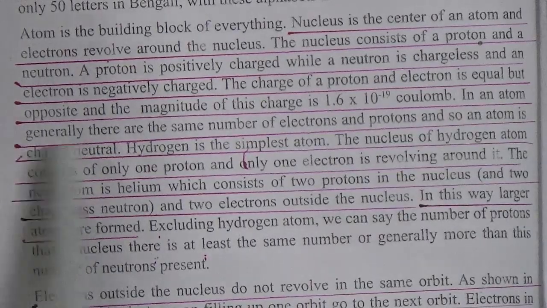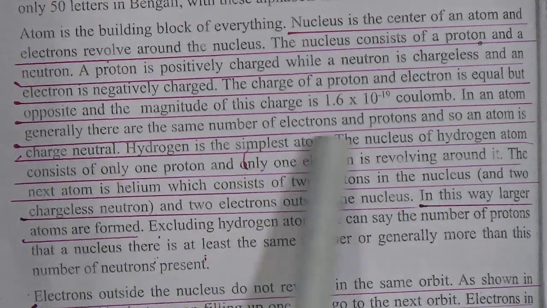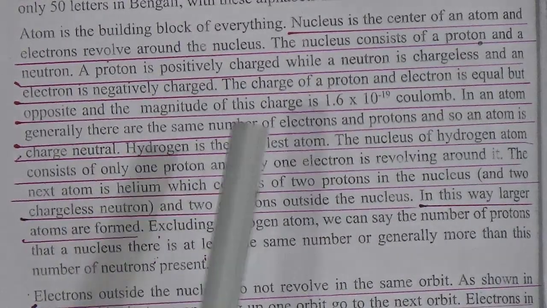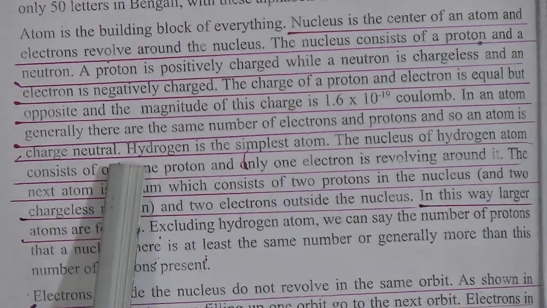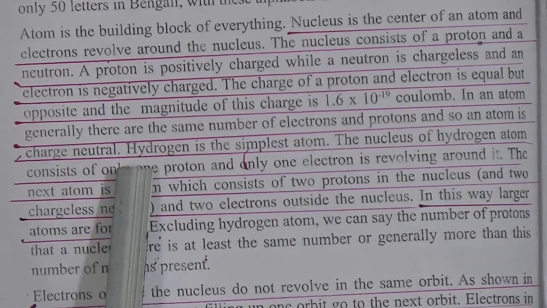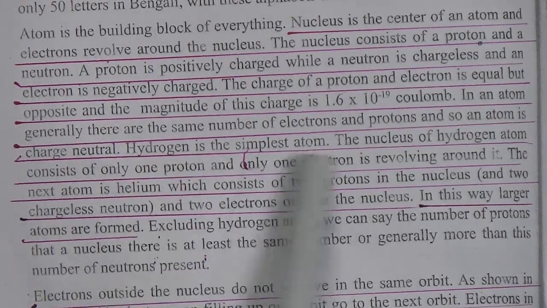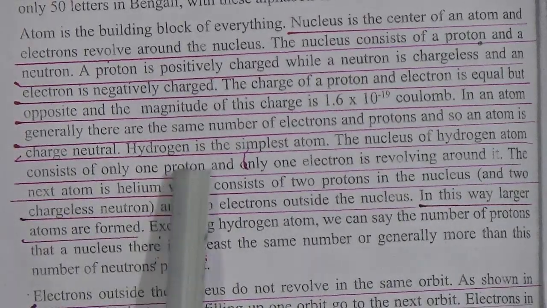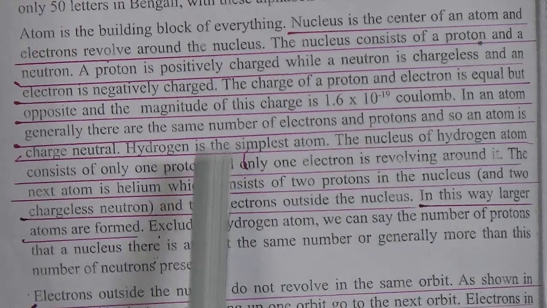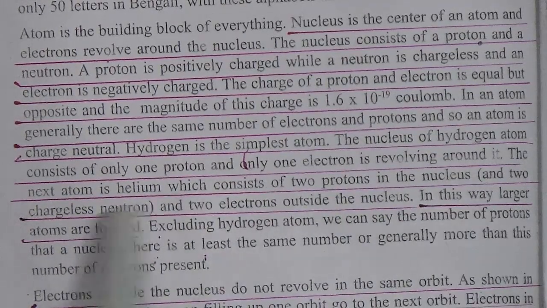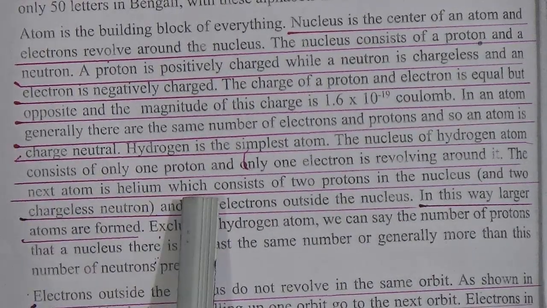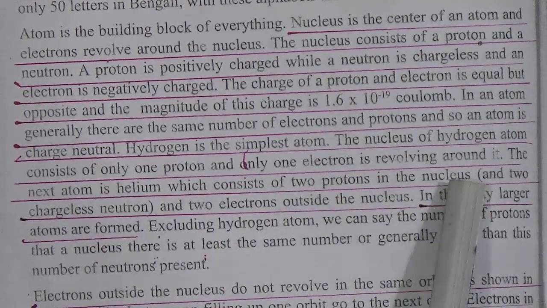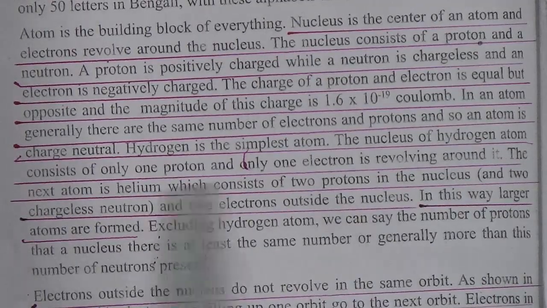In an atom generally there are the same number of electrons and protons, and so an atom is charge neutral. Hydrogen is the simplest atom, my dear students. This is another knowledge based question and important MCQ. The nucleus of hydrogen atom consists of only one proton and only one electron revolving around the nucleus. The next atom is helium, which consists of two protons in the nucleus and two electrons outside the nucleus.